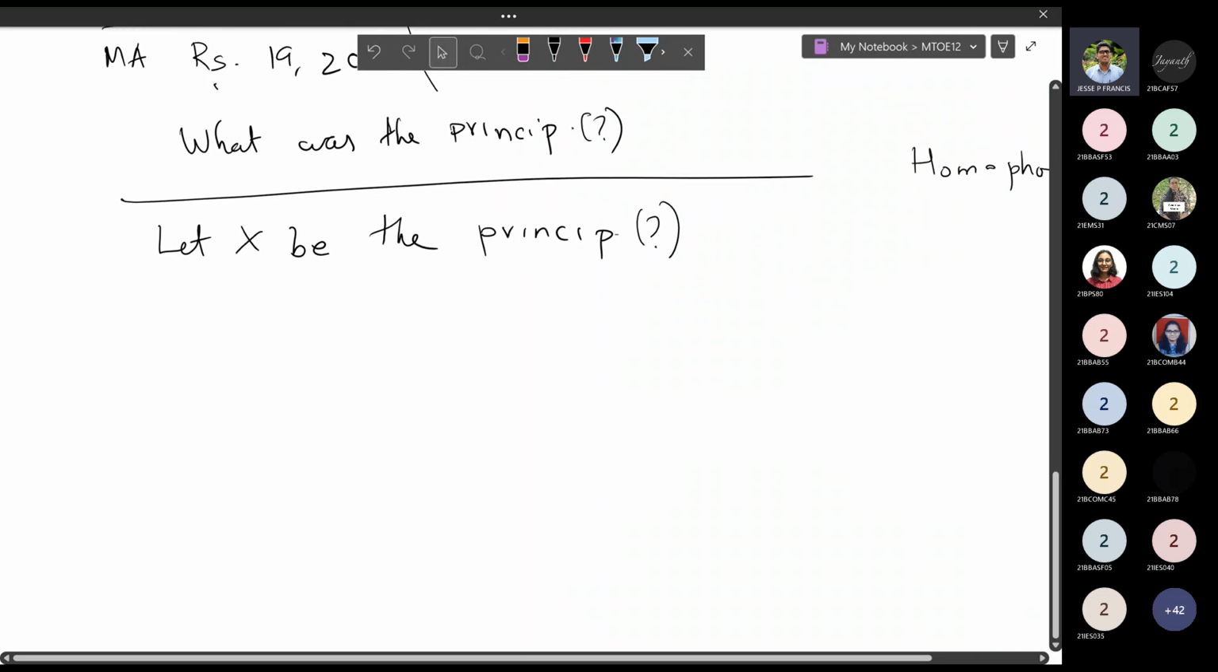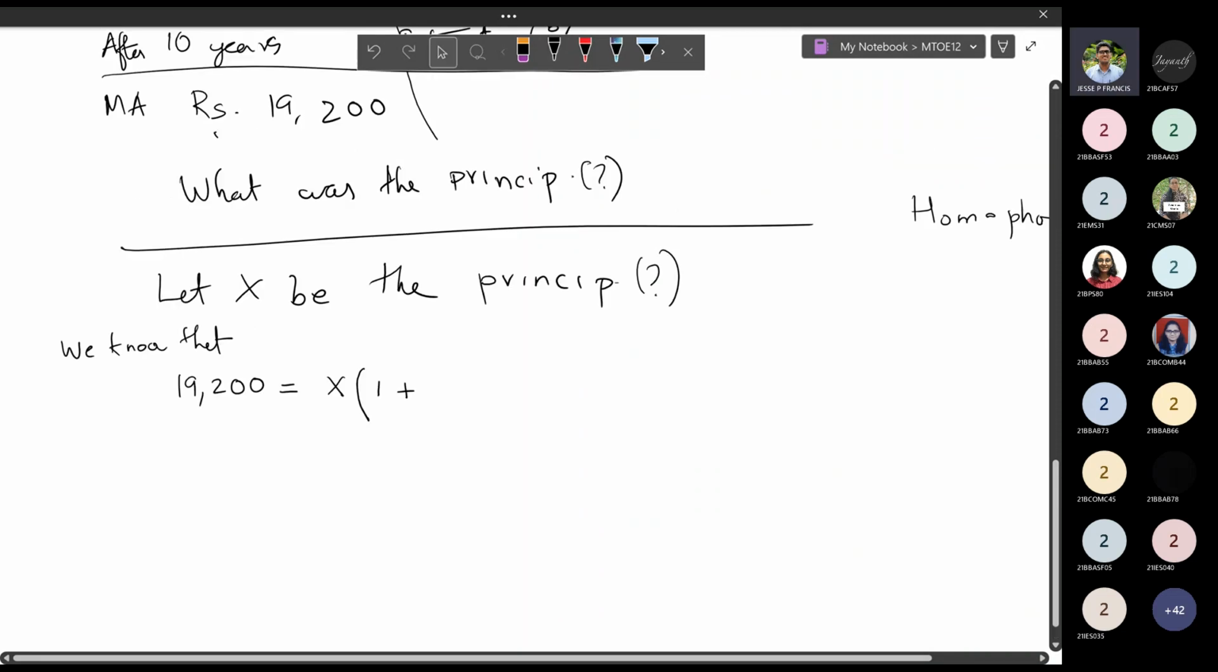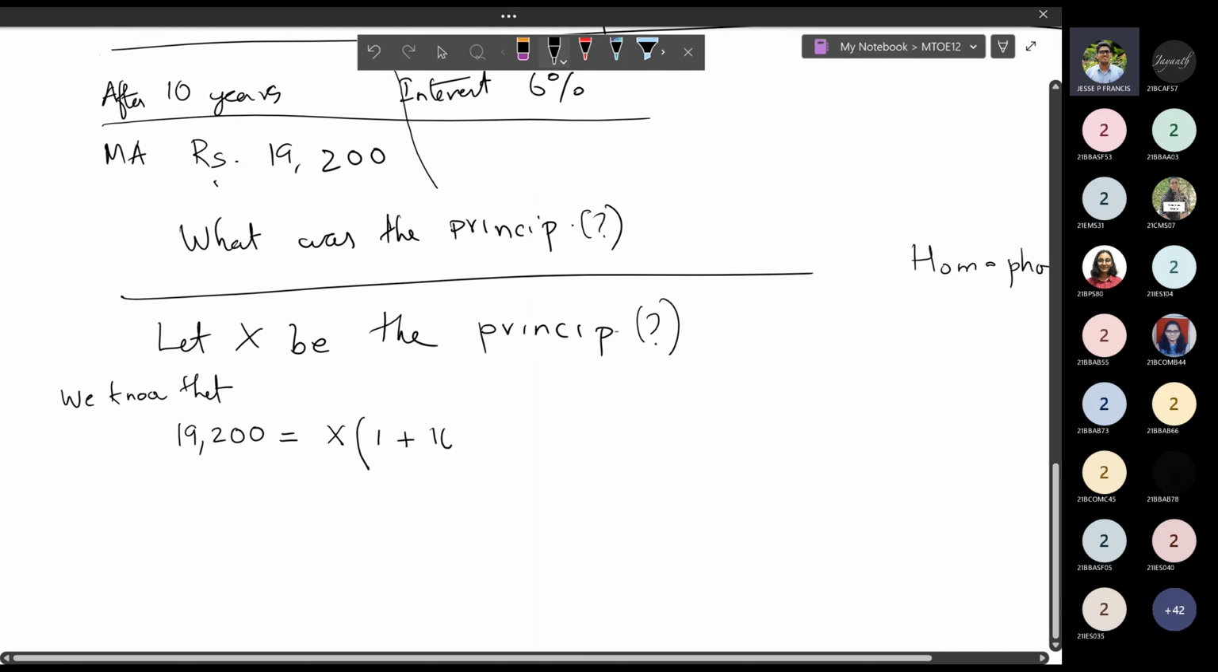Okay, let X be the principal. Let X be P. Now, we know that we got 19,200. We know that 19,200 is equal to X into (1 plus my time period, I put it for 10 years, at 6%).